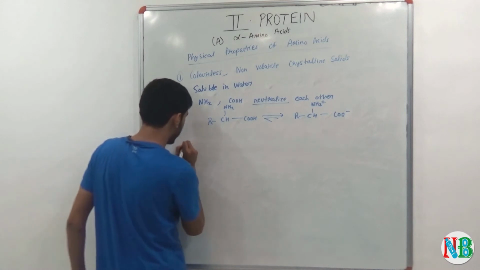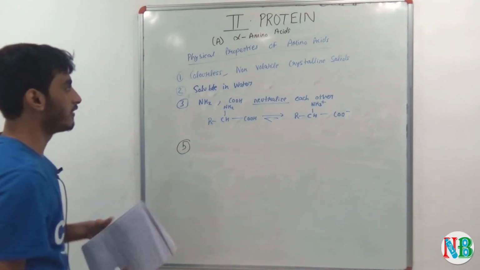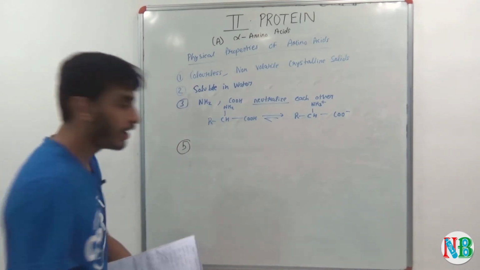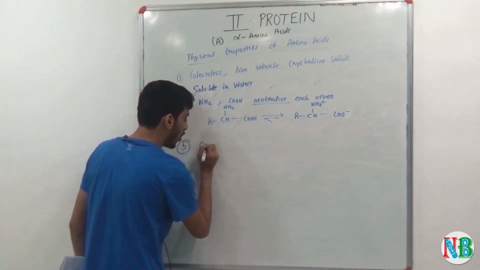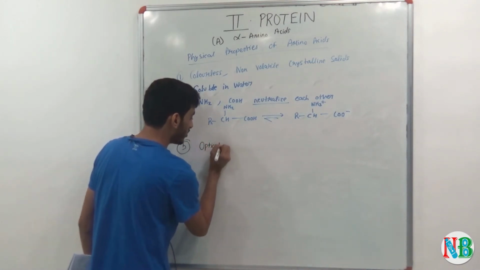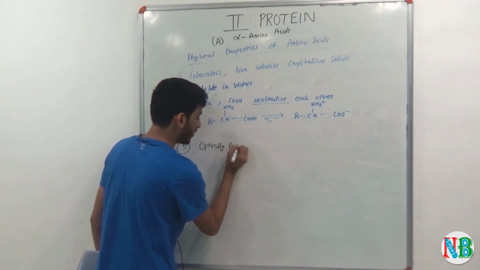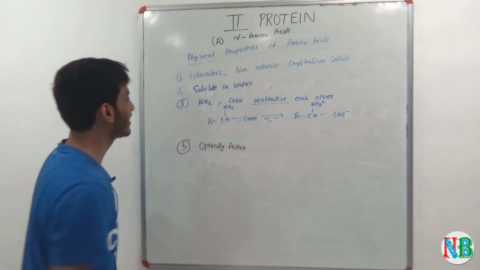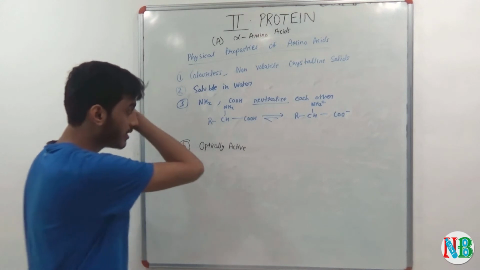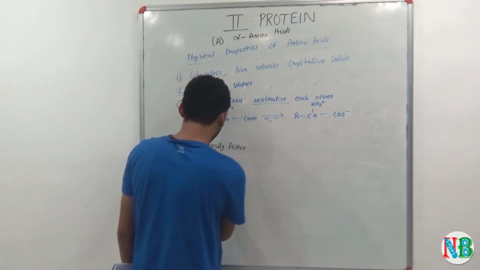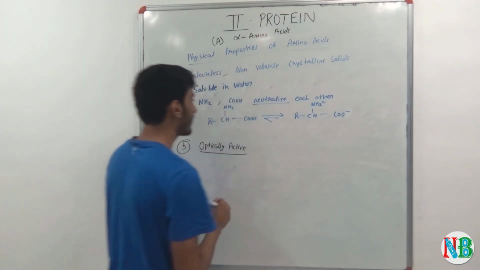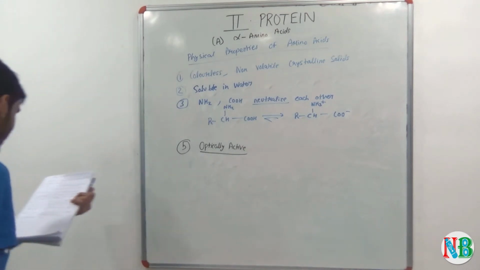The fifth point, whenever we analyze a compound, we always see whether the compound is optically active or not. I must say one thing, that optical activity should not be in physical properties. It is a chemical property. But let's learn.